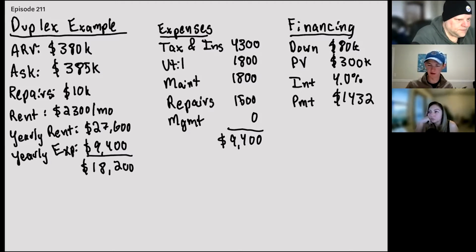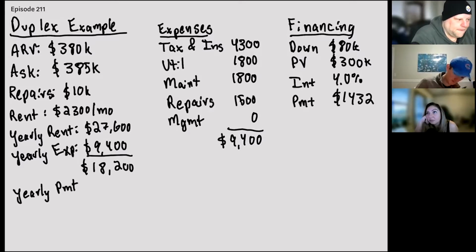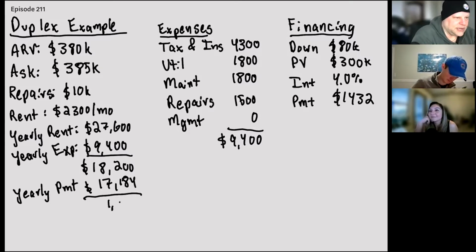It's not looking great. It is not. But I remember that you said you like this deal. That is fair. So we'll see. The payment would be 17,184. So without management, without really any capital expense, which you can get away with in a duplex, you are going to hopefully make $1,016 for the year.